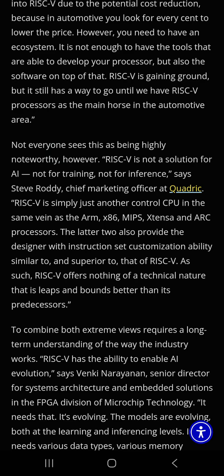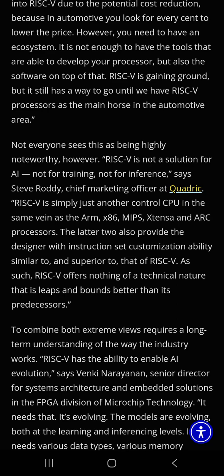Not everyone sees this as being highly noteworthy. "However, RISC-V is not a solution for AI, not for training, not for inference," said Steve Lottie, Chief Marketing Officer at Quadric. "RISC-V is simple, just another control CPU in the same vein as ARM, x86, MIPS, Extension, and ARC processors.